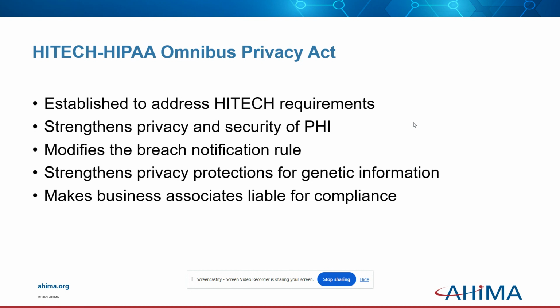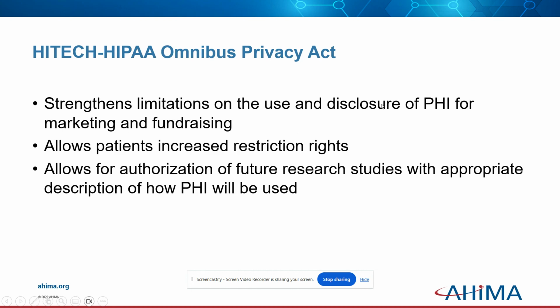When we look at the HITECH HIPAA Omnibus Privacy Act, this act ultimately makes business associates liable for compliance and to some extent strengthens privacy protections for genetic information because of the nature of that data. It also helps to allow patients an increase in restriction rights and authorization of future research studies with appropriate description of how PHI will be used.